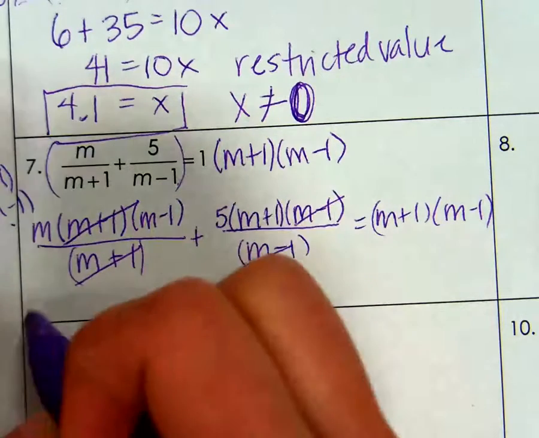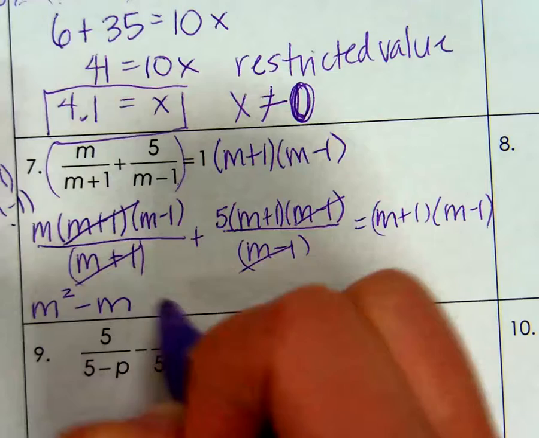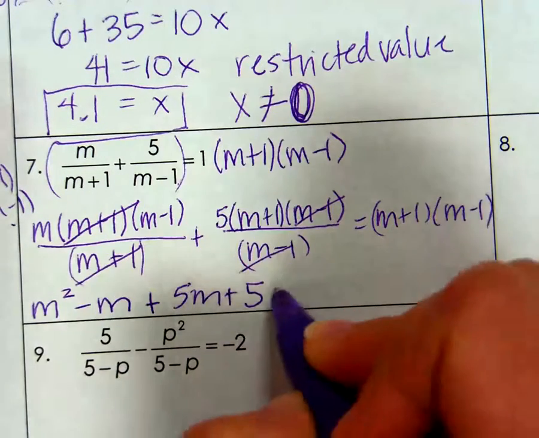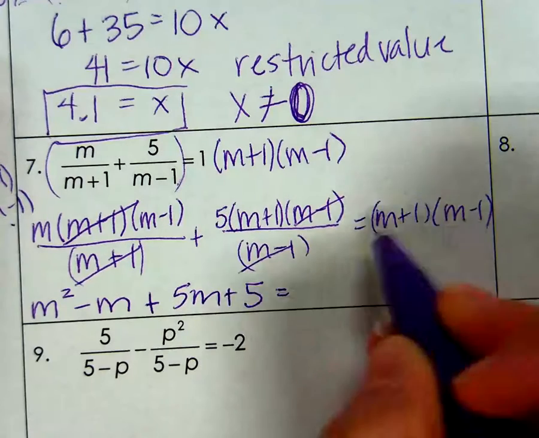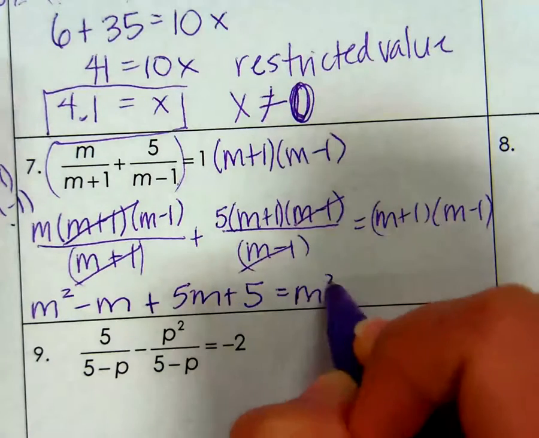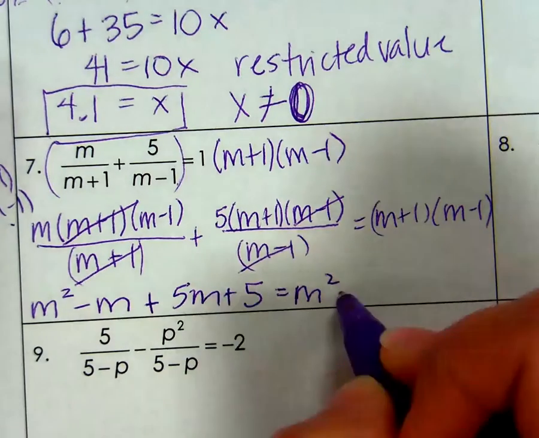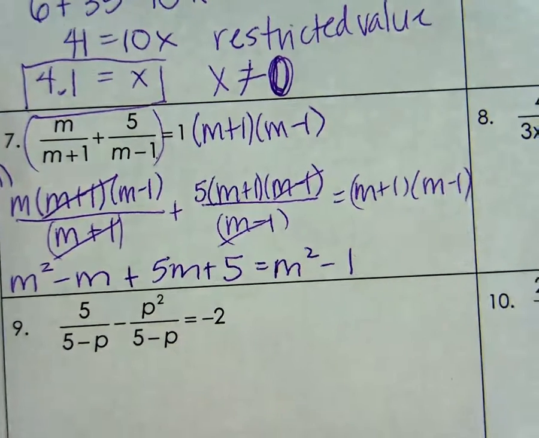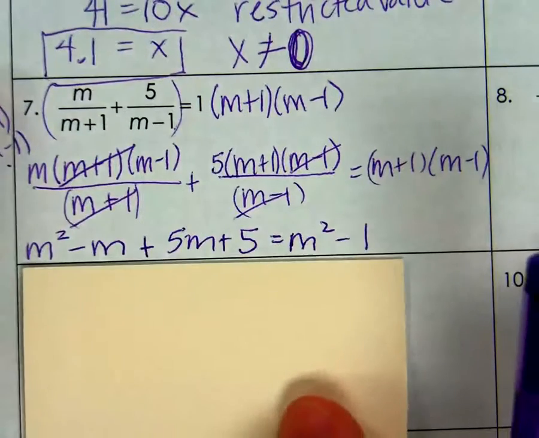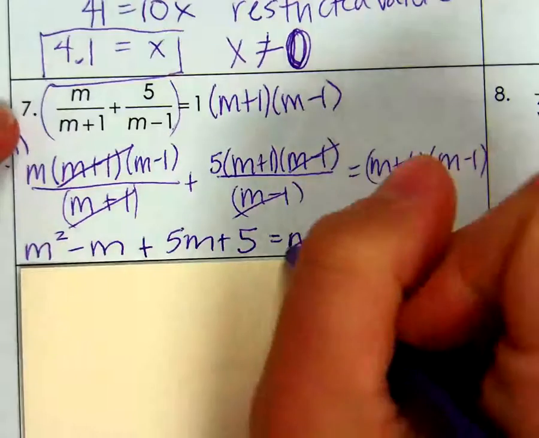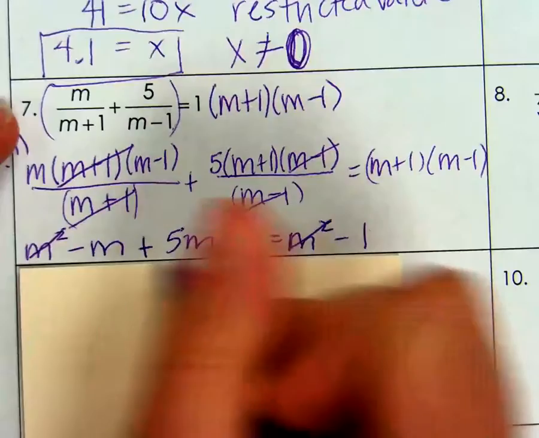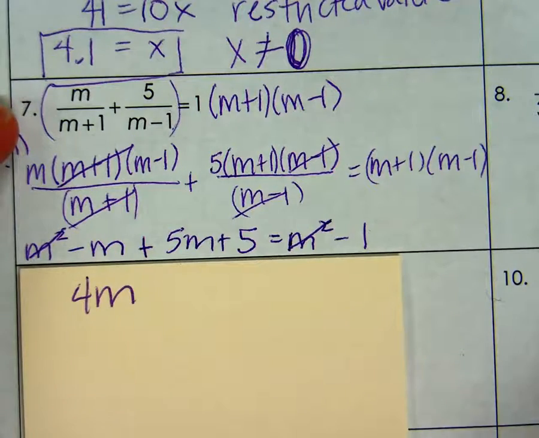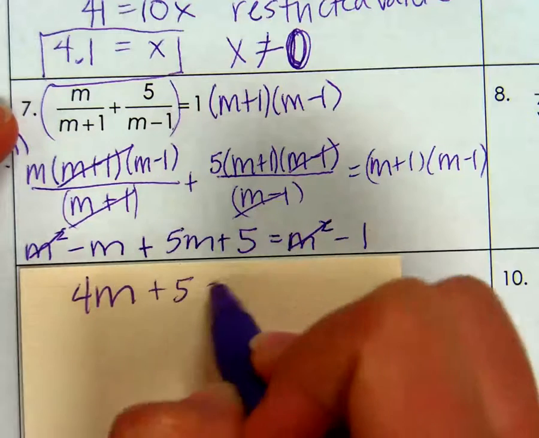I have m times m, so I have m squared minus m plus 5m plus 5 equals, over here, difference of squares, so that's not too bad. I have m squared, and then I know my middle term will cancel out, so I have minus 1. All right, so to simplify each side, I'm going to have to go to a little post-it note underneath it just to keep going. I know if I take away m squared from both sides, that disappears. If I clean up this side, I have 4m plus 5 equals negative 1.